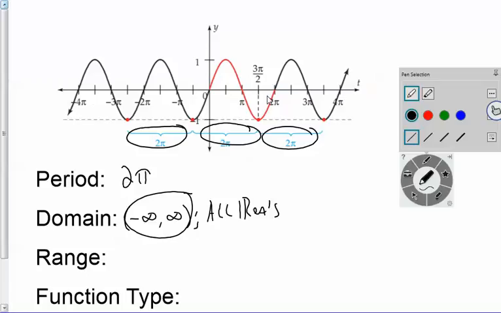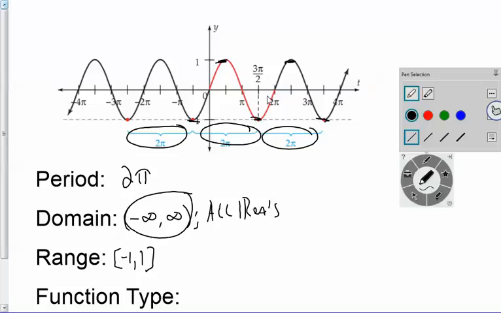Range is output. What is the highest and lowest value that the sine curve will ever reach? Well, that goes between negative 1 and 1. And when I do it with the brackets, that means it can be included at 1 and negative 1. It is never going to be smaller or bigger than negative 1 or 1.